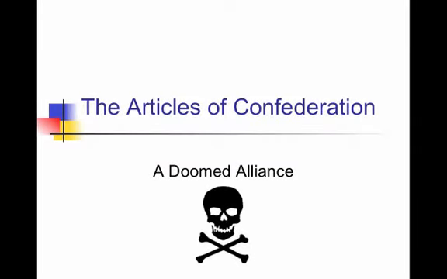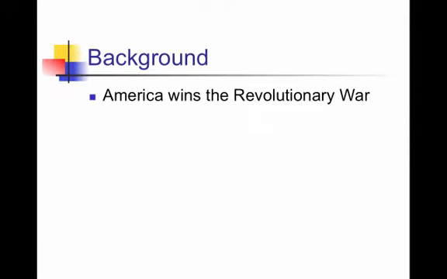Okay, ladies and gentlemen, let's now look at the second part of this lesson on the Articles of Confederation, what we're calling a doomed alliance. Quick little background here. So America won the Revolutionary War, as we all know. Everybody say yay. There we go. And you know you said it at home, don't worry.